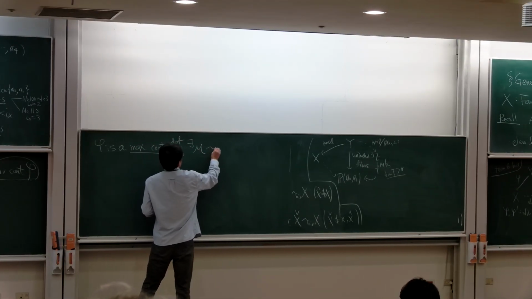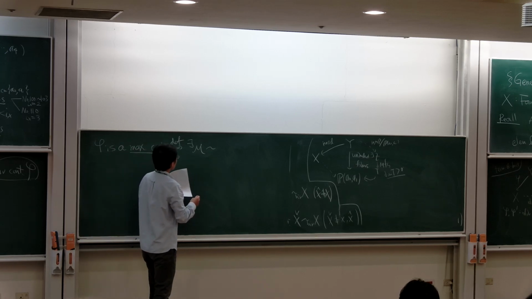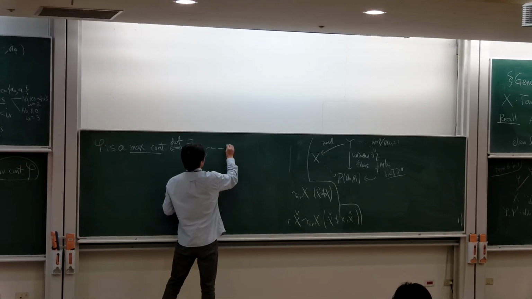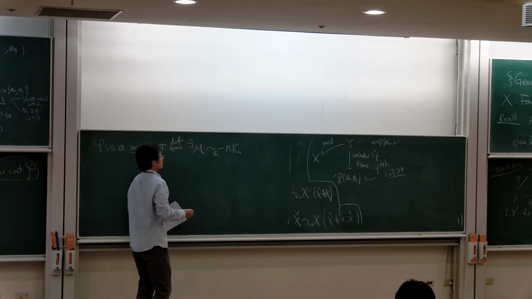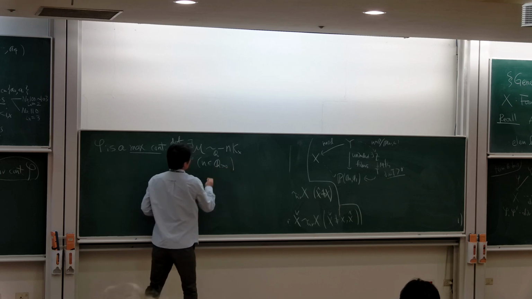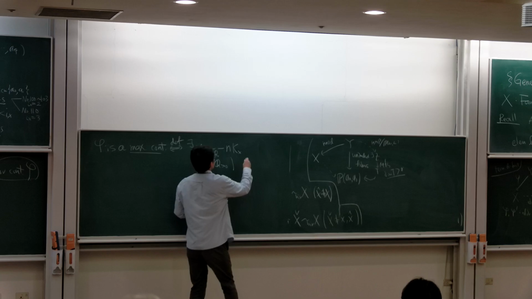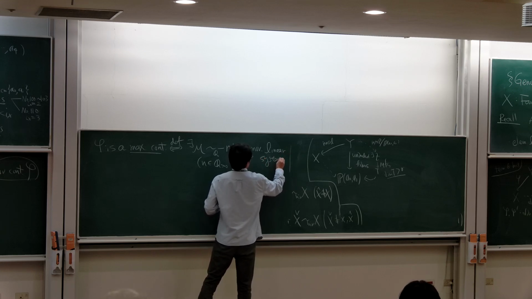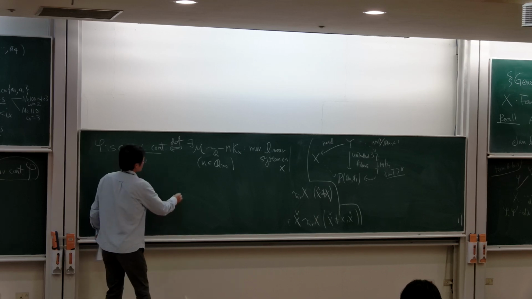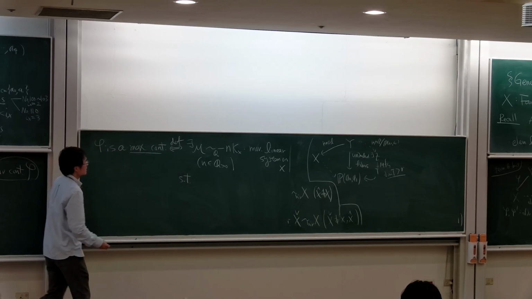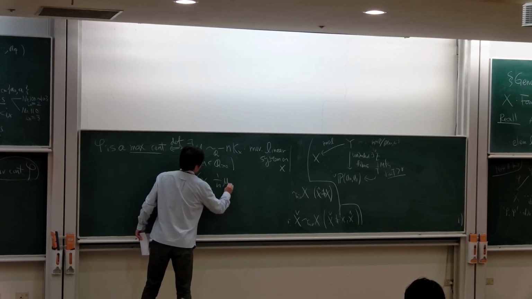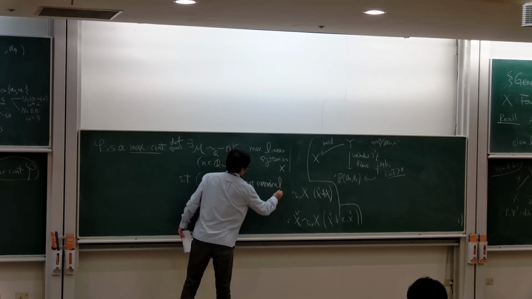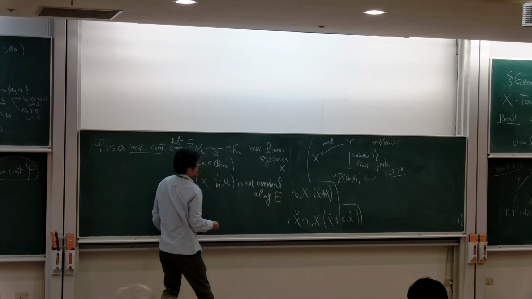if there exists a movable linear system on X. Because X is Picard rank 1, we always have some rational number n. So let's denote n; this is a definition of n. If there exists a movable linear system M on X such that this pair is not canonical along E.